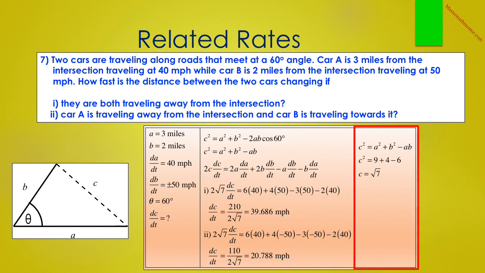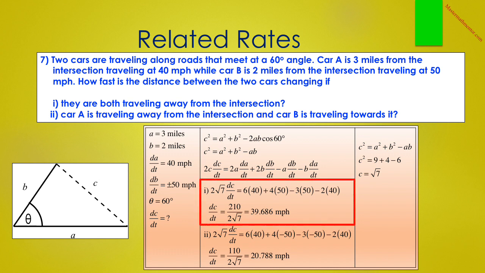We use the law of cosines again and get c squared is equal to a squared plus b squared minus ab, or c squared equals 9 plus 4 minus 6, and c equals the square root of 7. So we're ready to answer question 1.